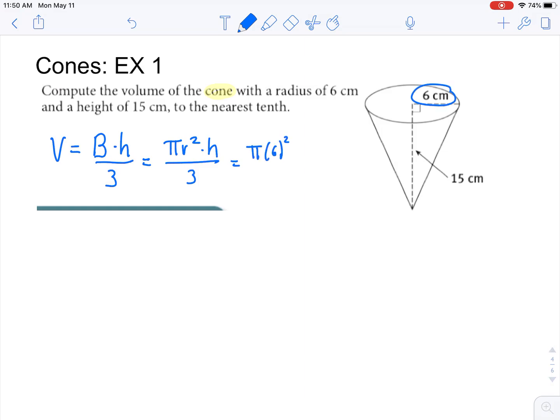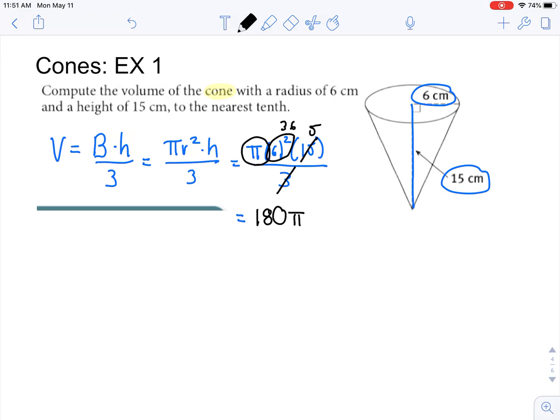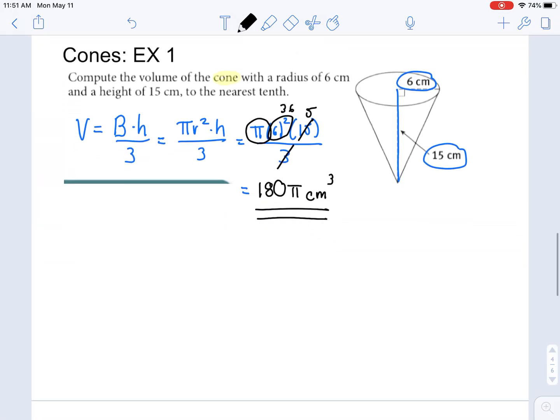So our first example is a fairly basic one. We're given a radius of 6 centimeters, so we can plug that in for the radius. We're given a height of 15 centimeters. We'll plug that in for the height, and we're going to divide by 3. You can do the multiplication here and the division in a variety of orders. I, for example, am going to say 15 divided by 3 is 5. 6 squared is 36. And 36 times 5 is 180, and then I'm going to include my pi. So my volume is 180 pi centimeters cubed.